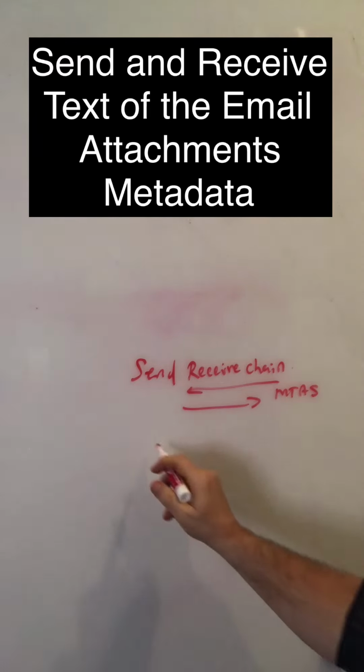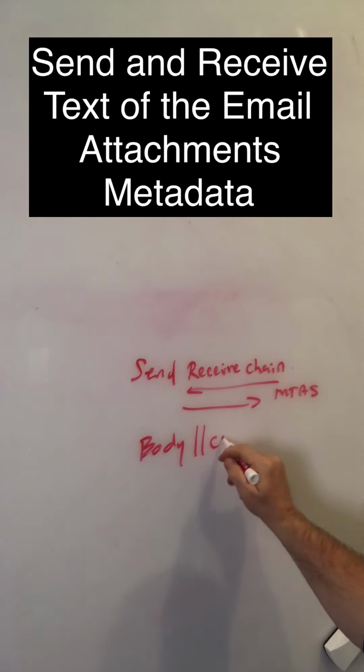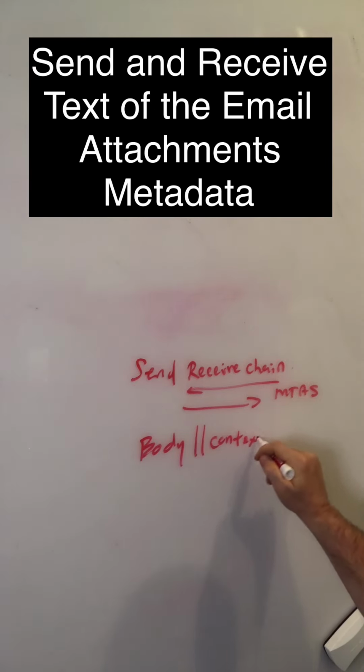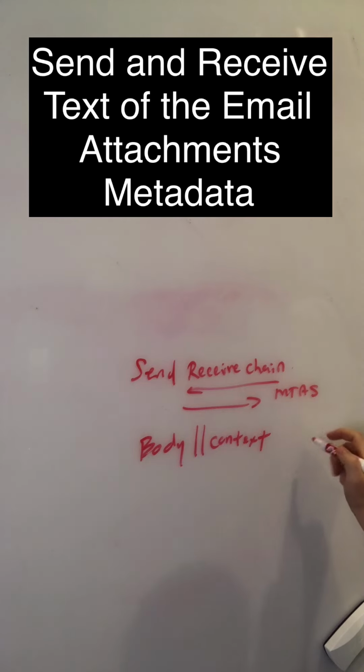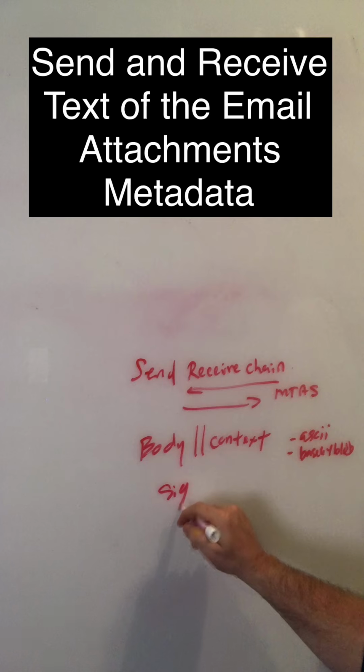Of course, we care about the body and the context of the email, what's in it, how it's written, whether it's ASCII, you know, whether it has, say, a base 64 blob that represents an image, or it has links, whatever it might be, anything in the body, and of course the signature is of interest.